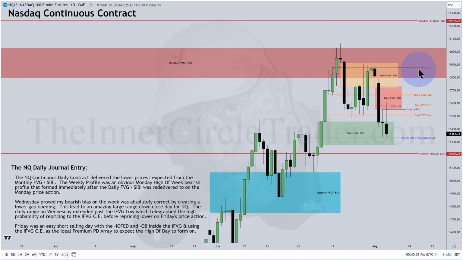So we also have the weekly premium wick consequent encroachment, which was being respected. Look at the bodies right there. See that? Did any of the bodies cross over that? Nope. But we did have wicks go through it. And that also teaches you what? By annotating your chart like this and seeing how the lower time frames go through it just a little bit.